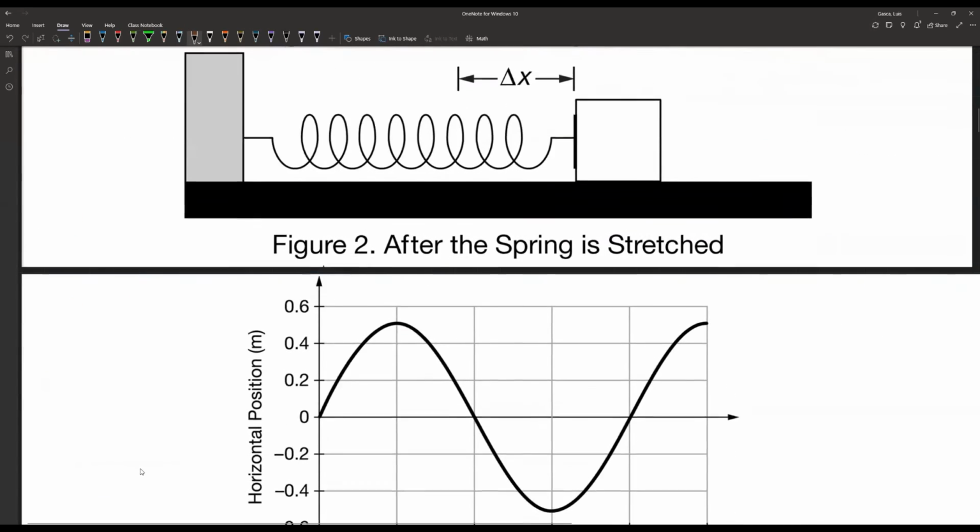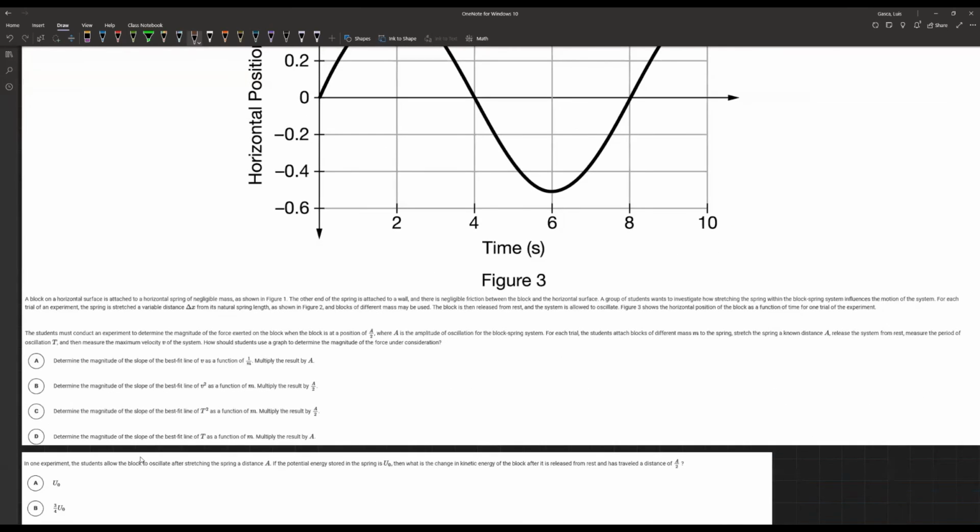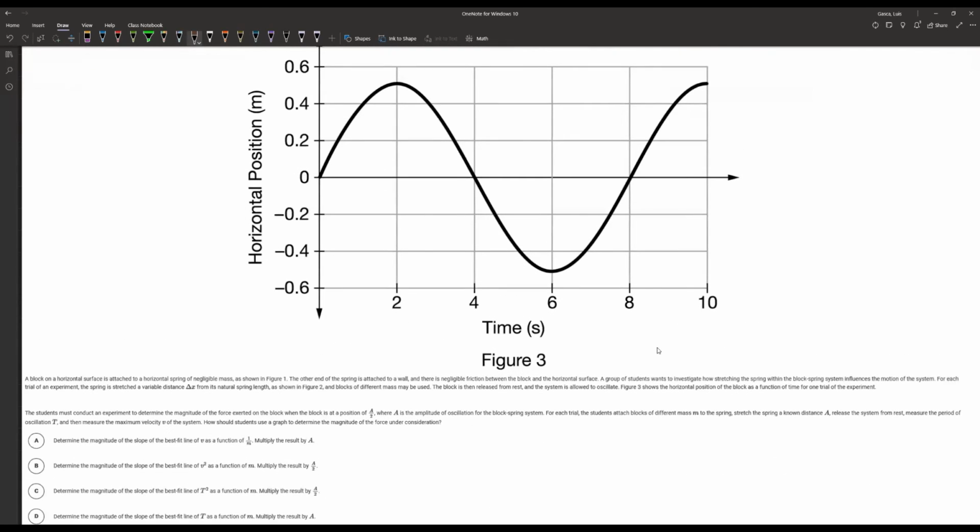Go to question 4. A block on a horizontal surface is attached to a horizontal spring of negligible mass as shown in figure 1. The end of the spring is attached to a wall and there is negligible friction between the block and the horizontal surface.